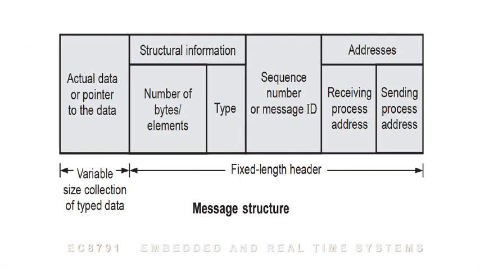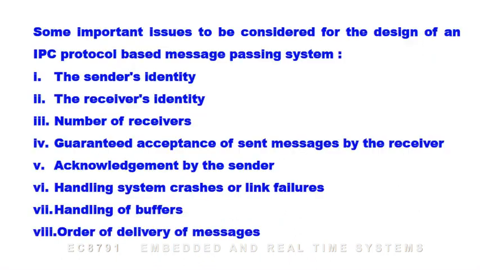It is a message structure block diagram. Here is the variable size collection of typed data, and next fixed length header. The first one is the structural information, another is addresses, sender, then the sequence number or message ID, number of bytes, elements and type, then address receiver side, receiving process address and sending process address.